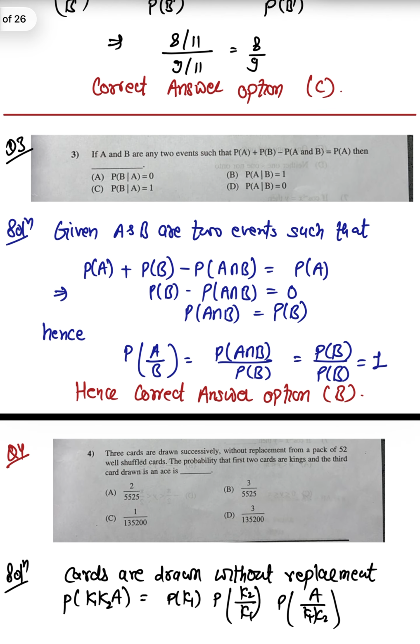Problem number 3. Here it is given that the probabilities of two events are related: P of A plus P of B minus P of A intersection B equals P of A. This implies P of A cancels out on both sides. We get P of B equals P of A intersection B. This implies P of A by B becomes P of A intersection B upon P of B. That is P of B upon P of B, which is 1. So hence answer B is correct.